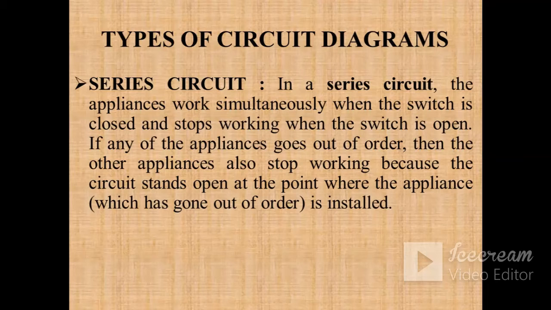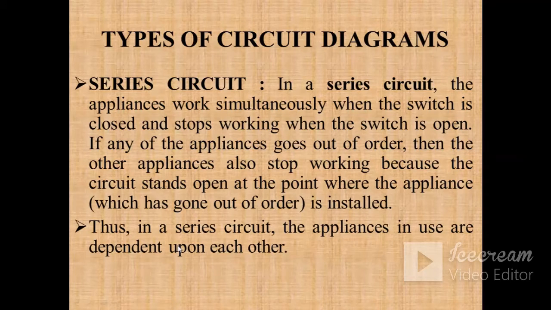So what are the types of circuit diagram? The very first type is known as the series circuit. In a series circuit, the appliances work simultaneously when the switch is closed and stop working when the switch is open. If any of the appliances goes out of order, then the other appliances also stop working because the circuit stands open at the point where the appliance is installed. Now what is the meaning of this? It means that in a series circuit, the appliances in use are dependent upon each other.